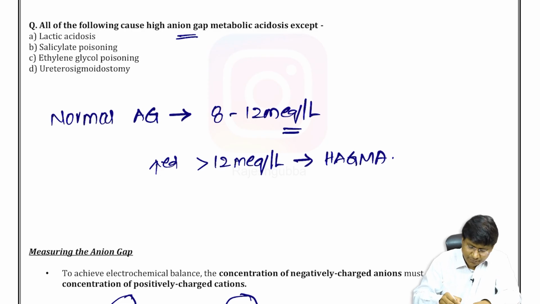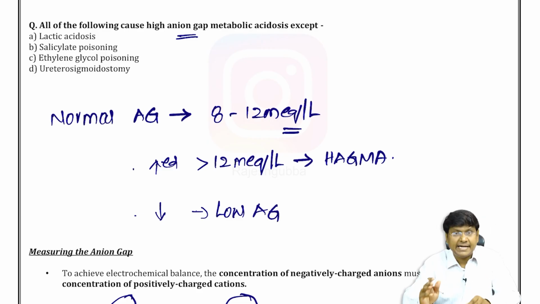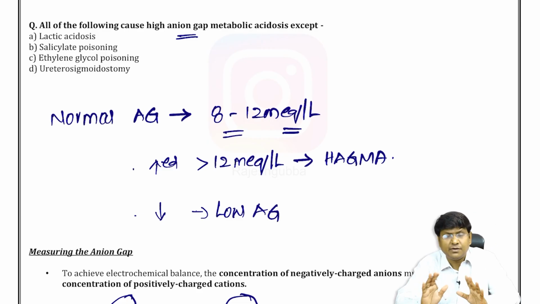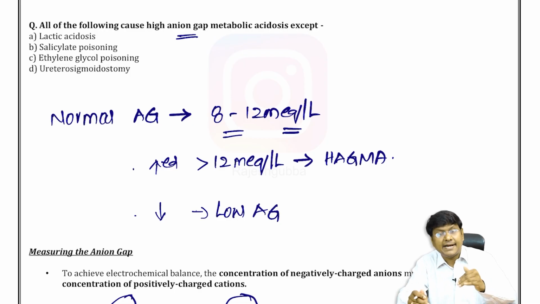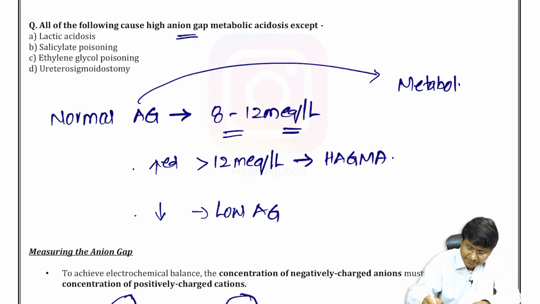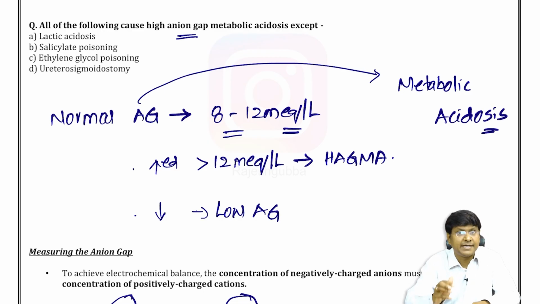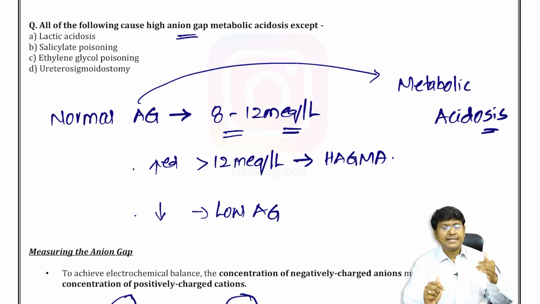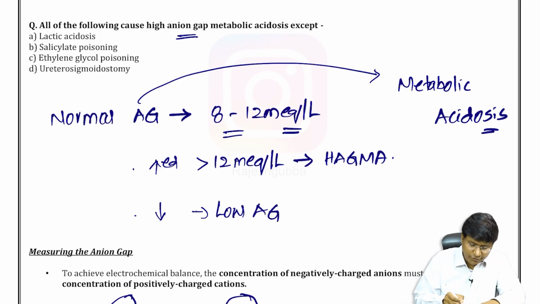Now, if the anion gap is decreased to less than 8 milliequivalents per liter, that is low anion gap. And if the anion gap is 8 to 12, we consider it as normal anion gap. And we calculate the anion gap in the scenario of metabolic acidosis. Right? Now, you should know, you see the question: all of the following cause high anion gap metabolic acidosis except.